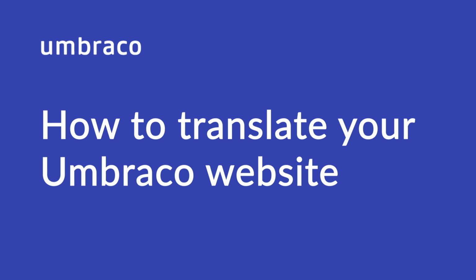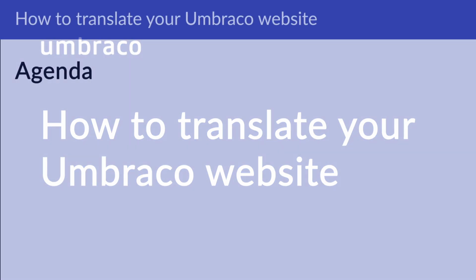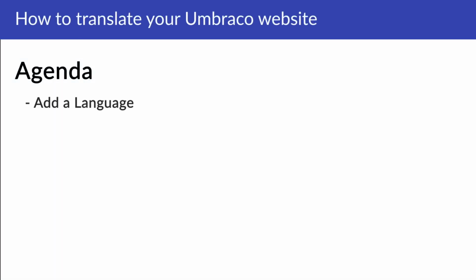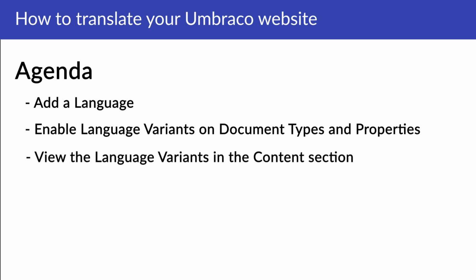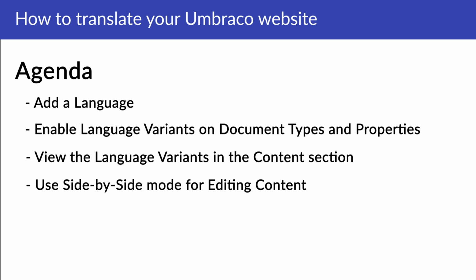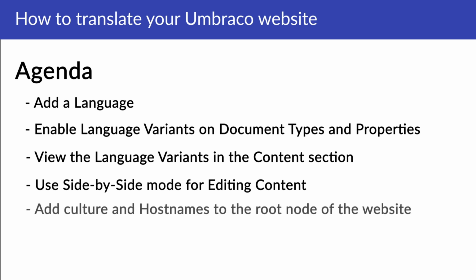You can use language variants to set up a multilingual site. Language variants allow you to have variants of the same content. In this video, we'll look at how to add a language, enable language variants on document types and properties, view the language variants in the content section, use side-by-side mode for editing content, and add culture and host names to the root node of the website.